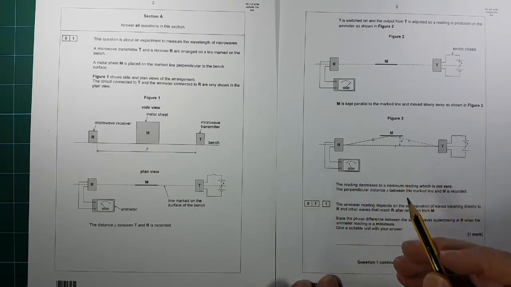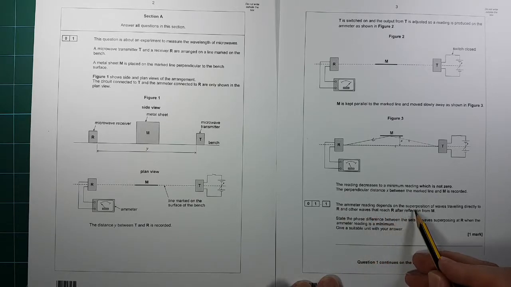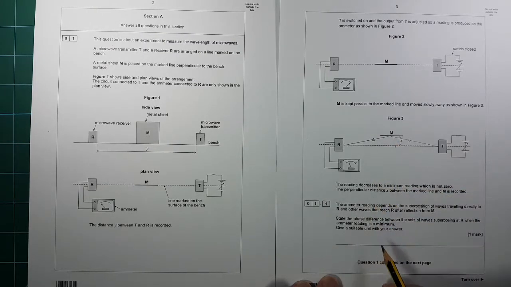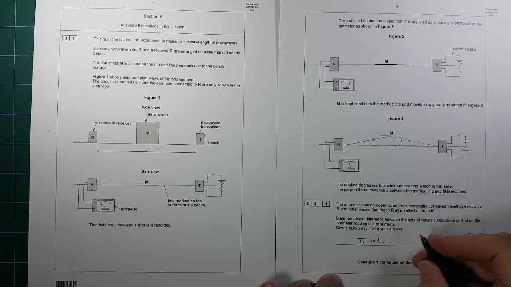The ammeter reading depends on the superposition of waves travelling directly and those reaching R after a reflection at M. State the phase difference between the two sets of waves when it's at a minimum. So it's got to be pi radians. Pi radians, which is the same as 180 degrees.